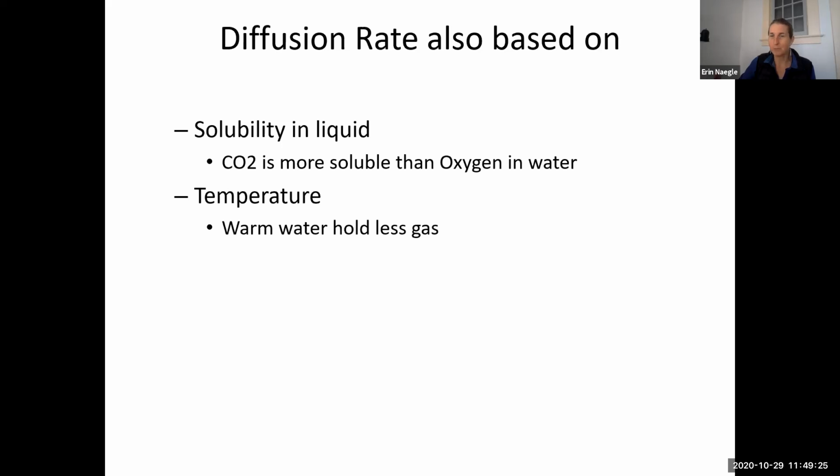So diffusion rates are based on the partial pressures, on surface area, and on distance. They're also based on the solubility of our gases in a liquid, and carbon dioxide is way more soluble in water than oxygen. And temperature: warm water holds less gas than cold water. If you're a fisherman, fish like to hang out in the colder water because, in part, it has more oxygen.